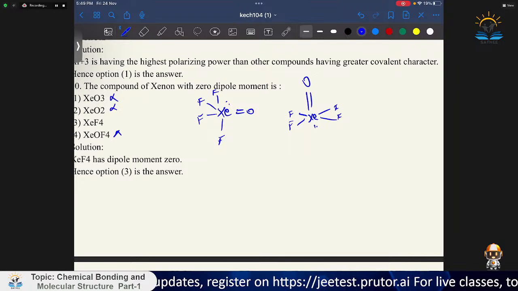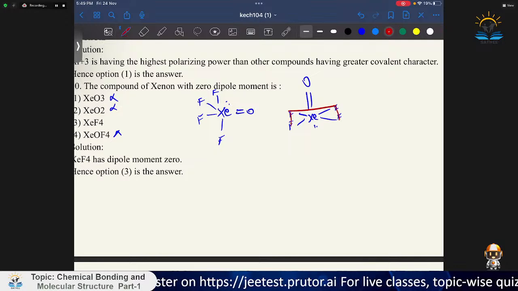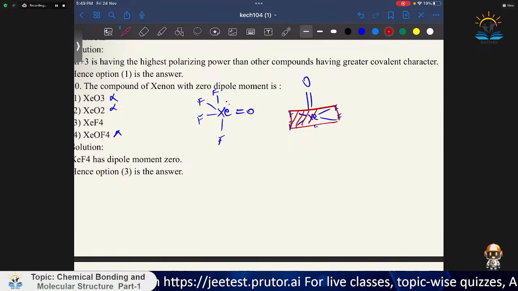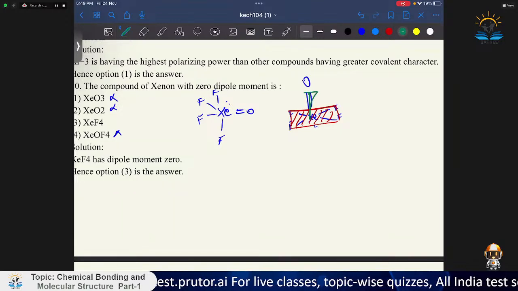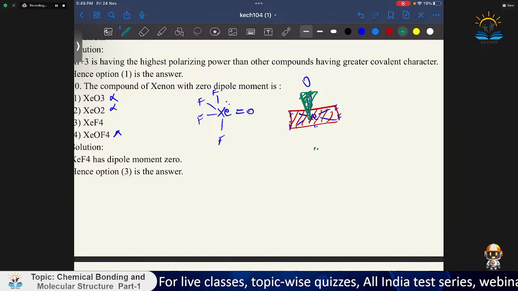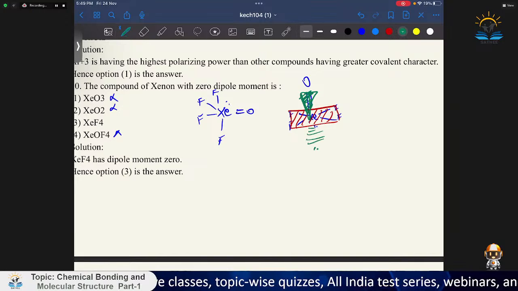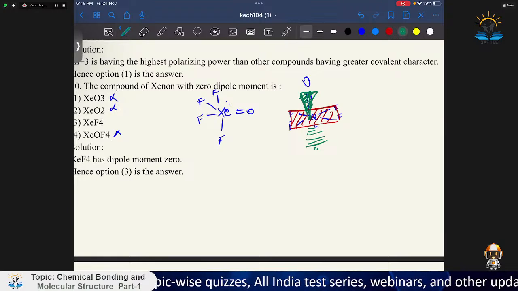Okay. So what is happening is the 4 fluorines are in one plane with the xenon. The oxygen is projecting out of the plane and the lone pair is projecting out of the plane too. So the plane is like this. We have 4 fluorine at the corners, xenon in the center, oxygen is like this, lone pair is like this.